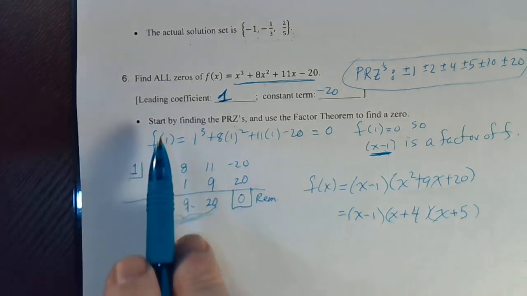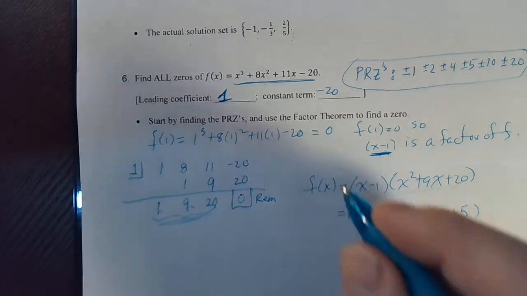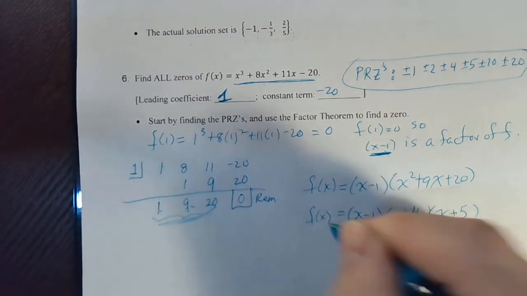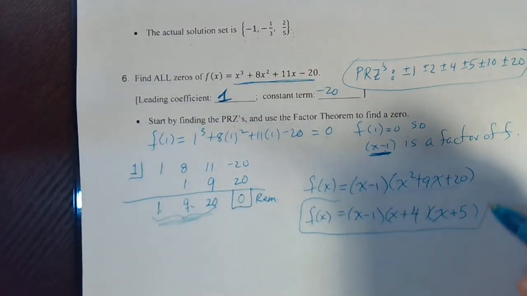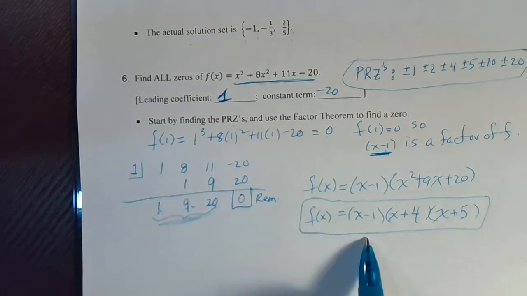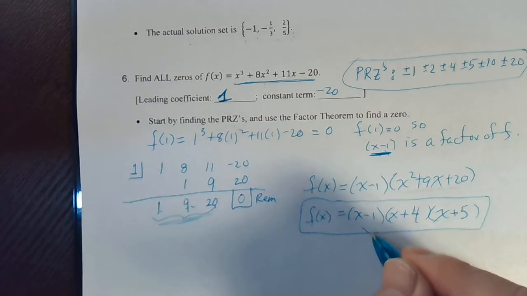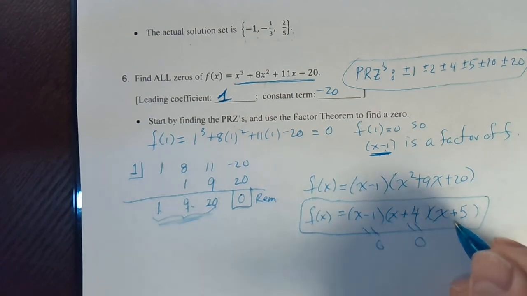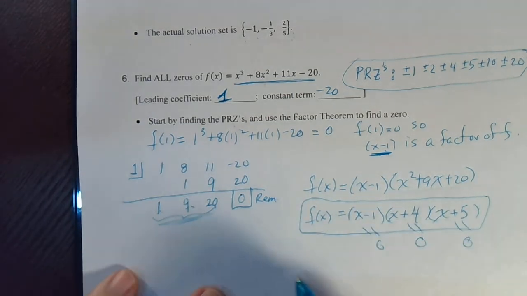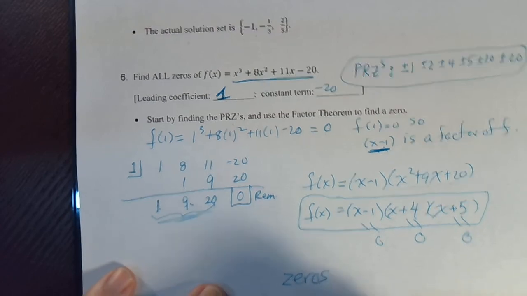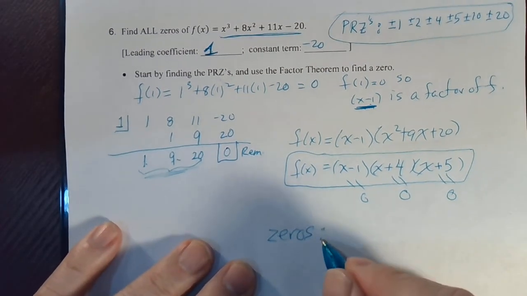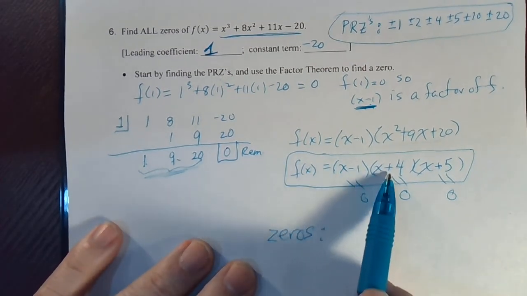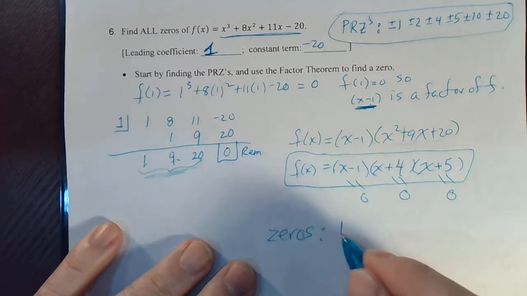So what were we asked to do? Find all of the zeros. What we've done here is completely factored f. So now to find the zeros, it's very simple. Set that equal to 0, set that equal to 0, set that equal to 0. So the zeros are simply 1, negative 4, negative 5.